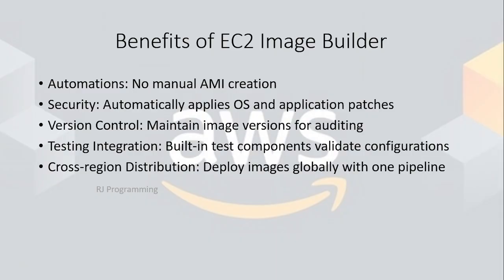Through testing, you can run automated validation scripts after each build to make sure your image behaves as expected before it's deployed. And finally, cross-region distribution lets you replicate images across AWS regions with a single pipeline. This is vital for global deployments, reducing delays, and ensuring consistent performance for users worldwide.